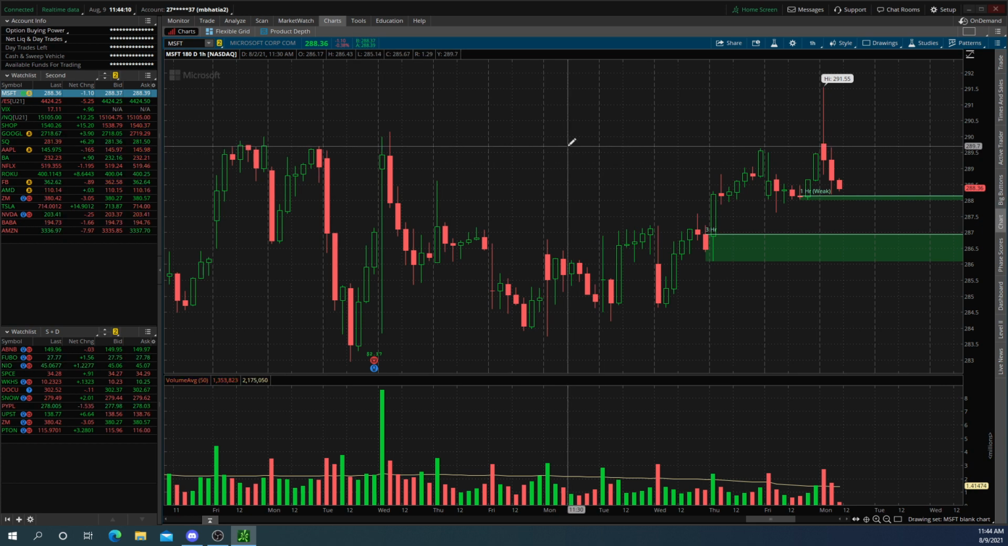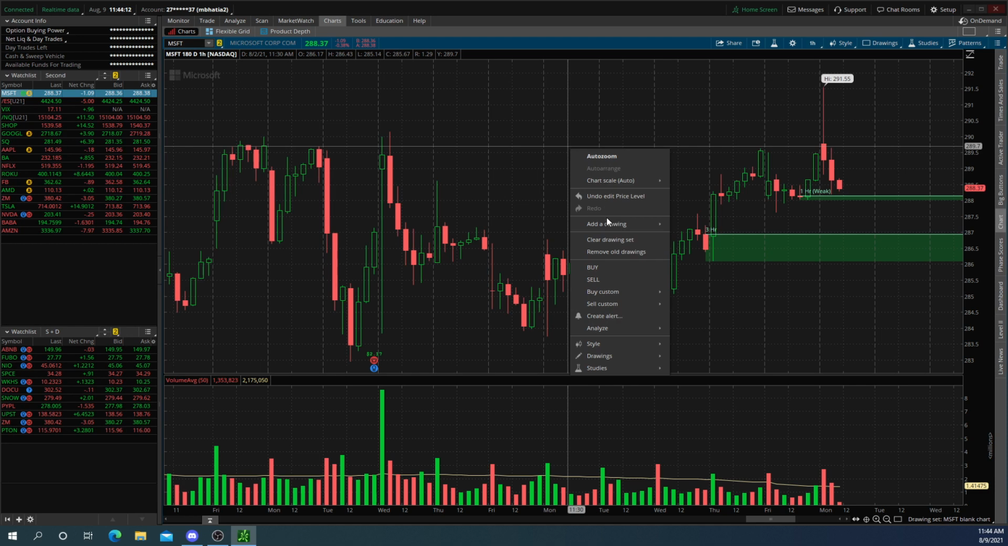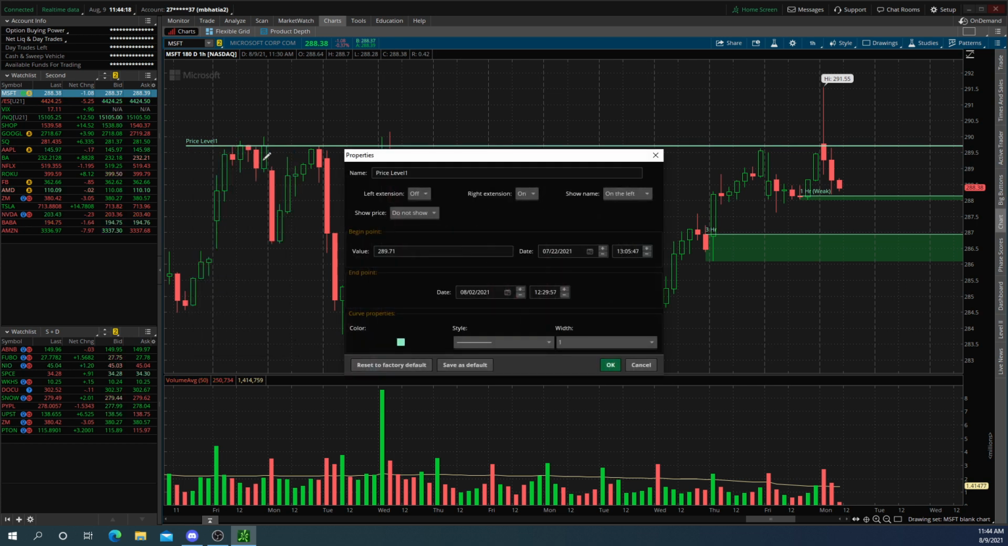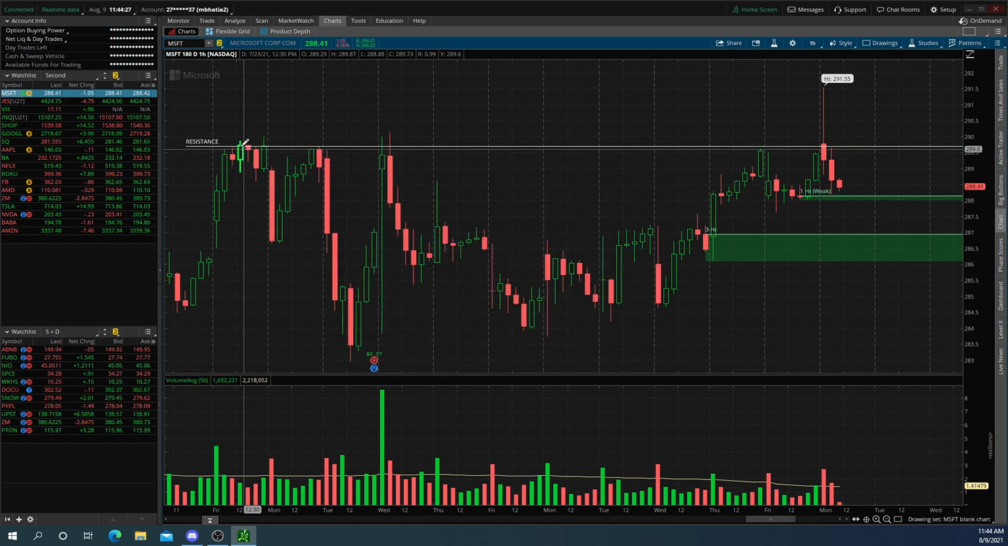I do like this level, the 289.7 level. Let me draw it and then I'll go over why I like it. So I just go here, 289.7. Okay, that's resistance. And then the all-time high was this.